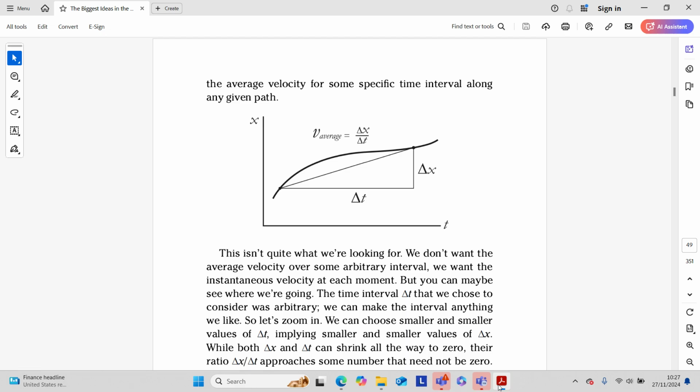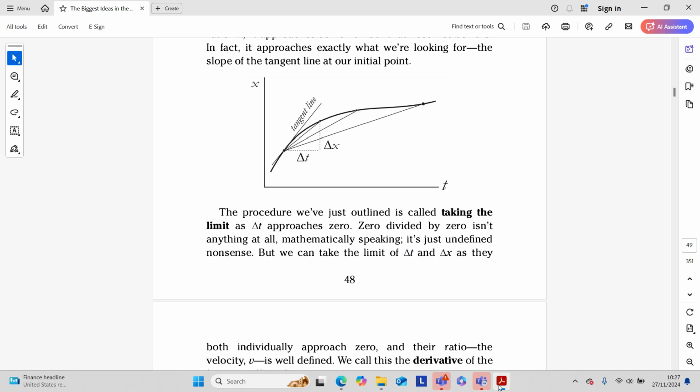We can choose smaller and smaller values of Δt, implying smaller and smaller values of Δx. While both Δx and Δt can shrink all the way to 0, their ratio Δx per Δt approaches some number that need not be zero. In fact, it approaches exactly what we are looking for, the slope of the tangent line at our initial point. The procedure we just outlined is called taking the limit as Δt approaches 0.